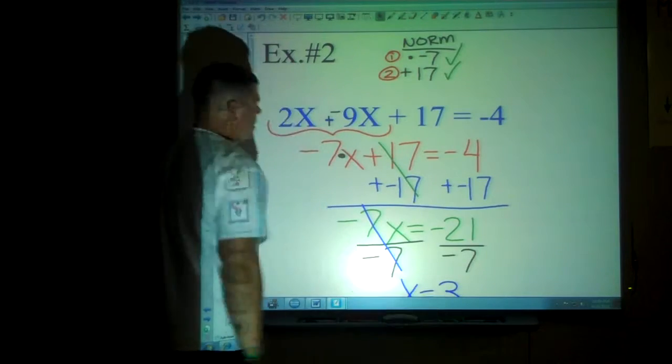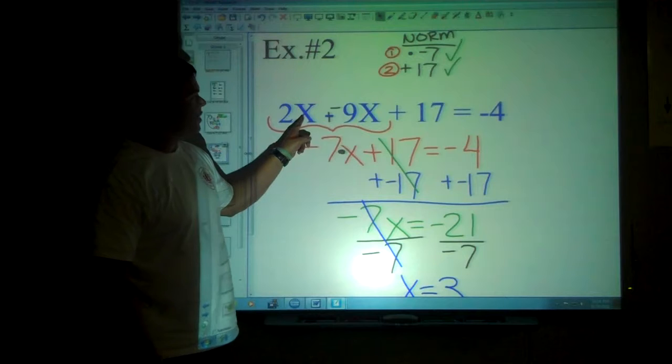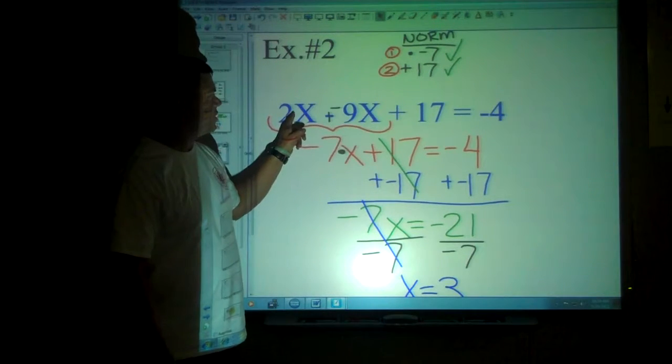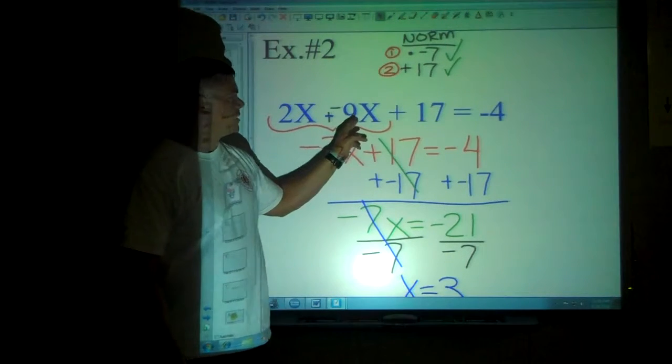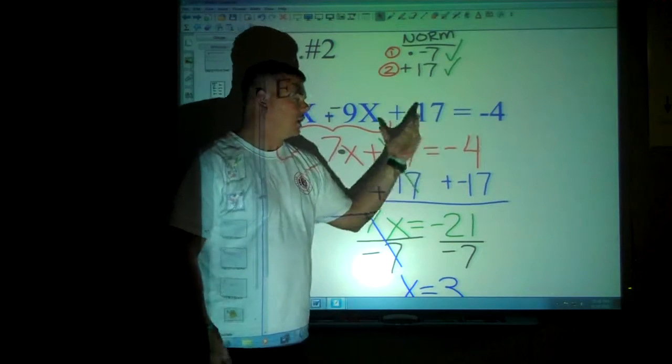Now if I want to test it, I should be able to plug that number, 3, back in. 2 times 3 is 6. Negative 9 times 3 is negative 27. 6 plus 17 is 23. Negative 27 plus a positive 23 is 4 more negatives. It does work.